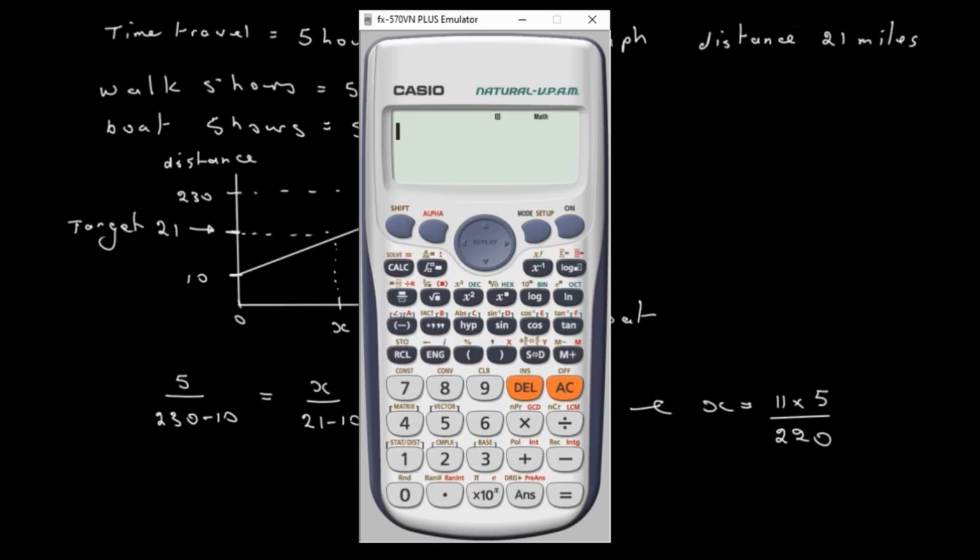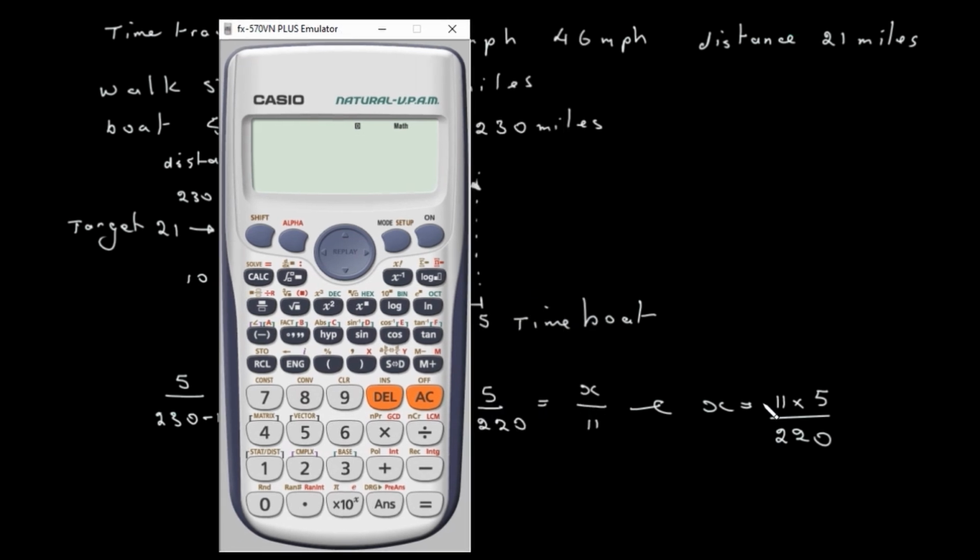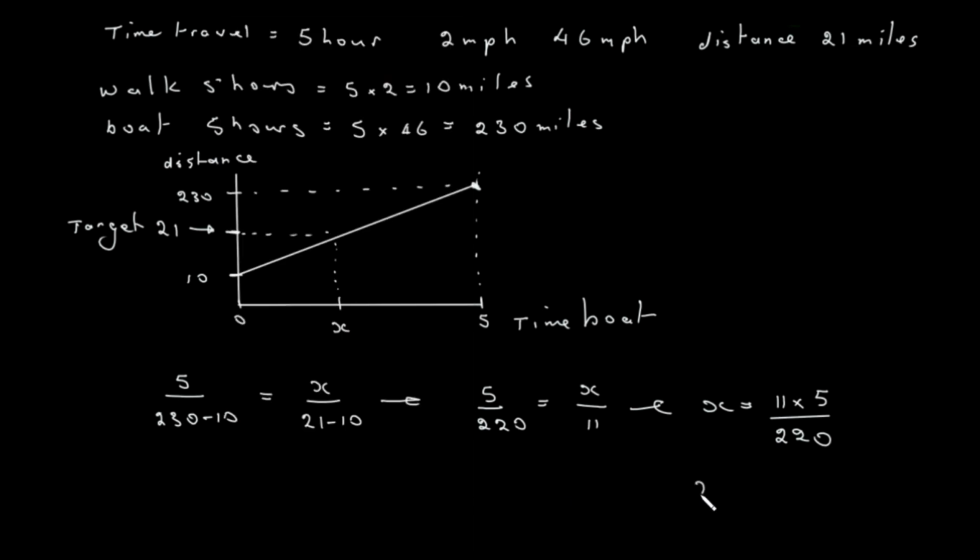Okay, let's bring up my little friend here. We have 11 times 5 is 55, so we have 55. Divide that by 220. Oh, we'll do it as a fraction. Let's do it as a fraction, shall we? 55 over 220, and we get a quarter. So x is equal to a quarter. Now don't forget, this is in hours. So the time spent in the boat is a quarter of an hour. The rest of the time was spent walking. It's as straightforward as that.